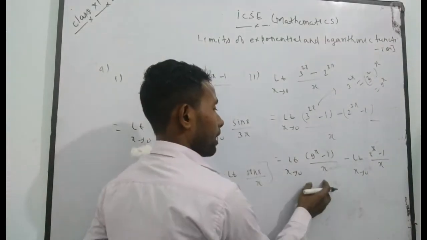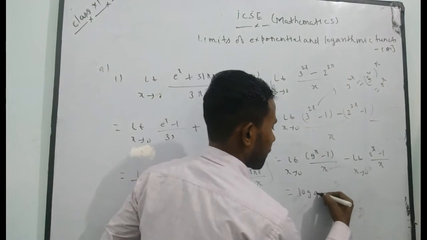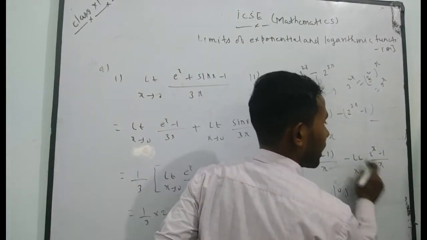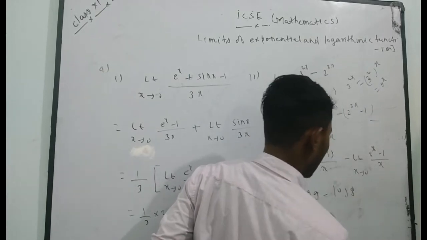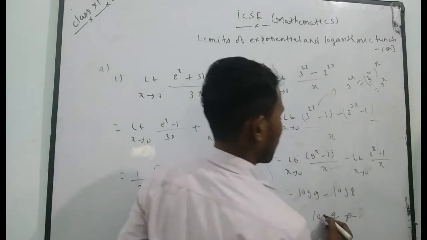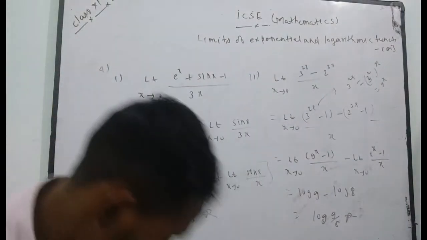Now, (9 to the power x minus 1) by x will be what? Log a, that means log 9, minus (8 to the power x minus 1) by x is equal to what? Log b, which will be log 8. So log a minus log b will be what? Log 9 by 8, which will be your required answer.